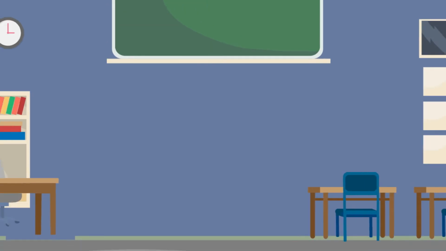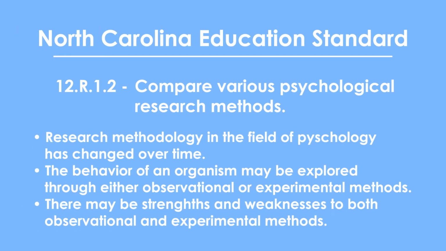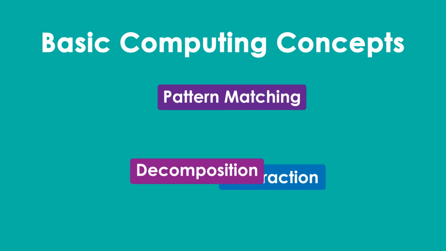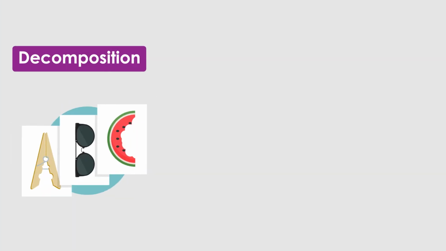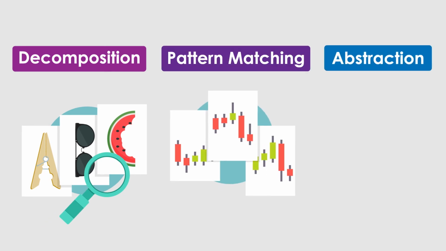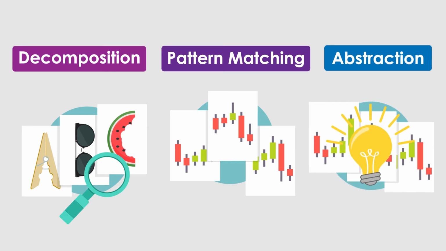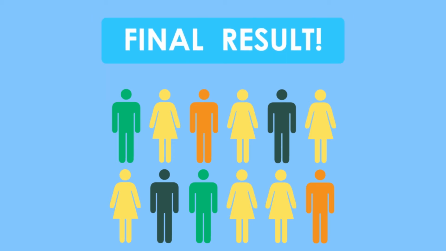This activity can be a great classroom activity that satisfies the state education standard of teaching psychology and implements computational thinking. This activity also teaches some of the fundamental computing concepts. It teaches decomposition by looking at the cards and analyzing what they could mean, pattern matching by finding the pattern in the activity, abstraction by figuring out what the pattern really means, and then working as a team to come up with a system to get the final result.